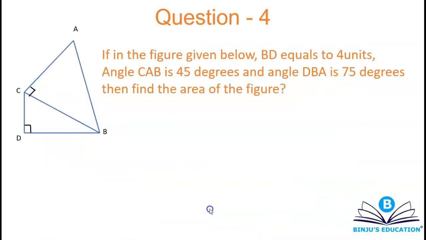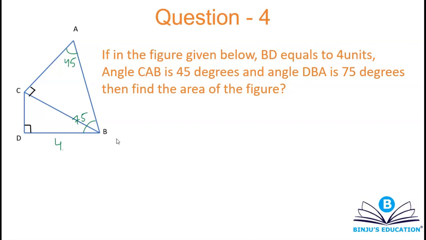Alright, so this is the last question for this video. So pause the video and give this question a try. Alright, so let's see what we can do with this one. If in the figure given below BD equals to 4, so this is equal to 4. Angle CAB is 45, so this is 45. And angle DBA is 75 and this is 75. You need to find the area of the figure.